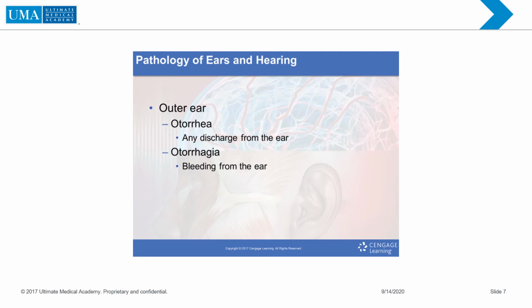Some other conditions of the outer ear, we have otorrhea. Remember, rhea means discharge, so otorrhea would mean any discharge from the ear. Oto meaning ear, rhea meaning discharge. Now, in rare cases, this could include some leakage of the CSF, which is that cerebrospinal fluid. Then we also have otorrhagia, and this would be any bleeding from the ear. Breaking this term down, oto is meaning ear, and the rhagia refers to bleeding.